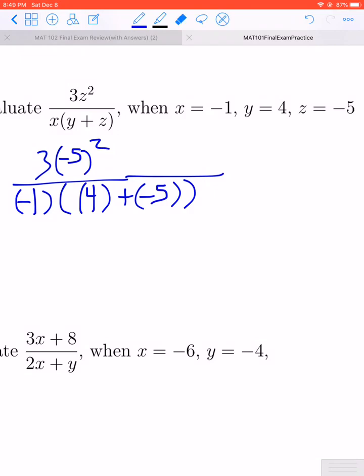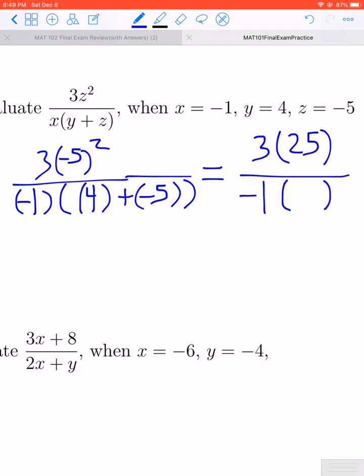Of course, you are allowed to use your calculator for the exam, but let me just go ahead and work through this following order of operations. In the numerator, you'd have to do the exponent first. -5 squared means -5 times -5, which would be a +25. In the denominator, you should do what's in the parentheses first. 4 plus -5 would give us -1. I can now multiply in the numerator. 3 times 25 is 75. In the denominator, -1 times -1 would be a +1. And then finally, 75 divided by 1 would be 75.